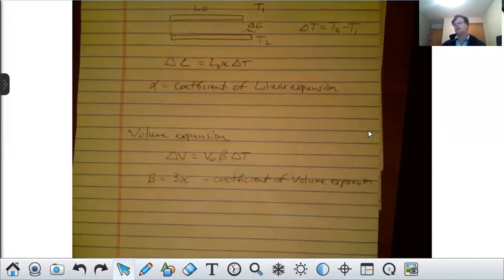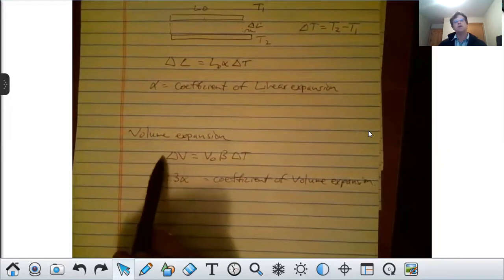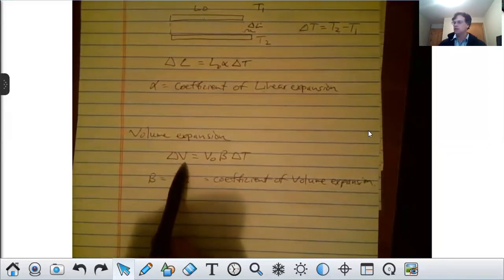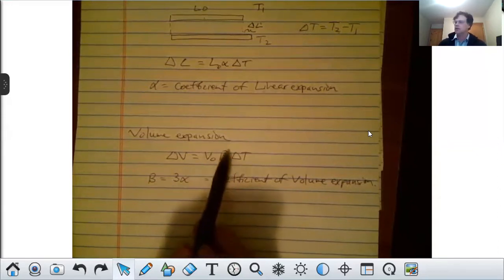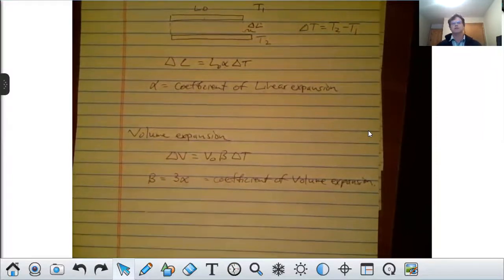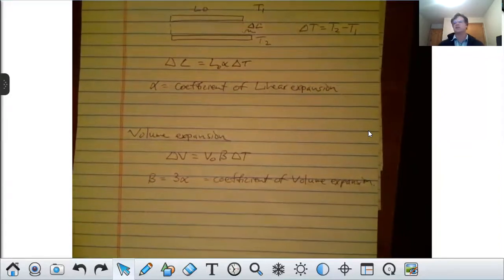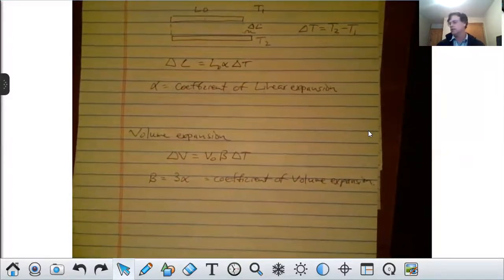Now, you can also have an object that has a whole volume, like a sphere or a cube of metal. And as you increase the temperature, you get a volume expansion. You get a change in the volume that's proportional to the original volume, V0, and the change in temperature. And then you have a volume coefficient of expansion, which a lot of times is just 3 times alpha, 3 times the linear expansion coefficient. All right, so this is the first of our properties that depends on temperature. And again, these are empirical relations. You can get them by doing experiments and get this relation from the experimental data.